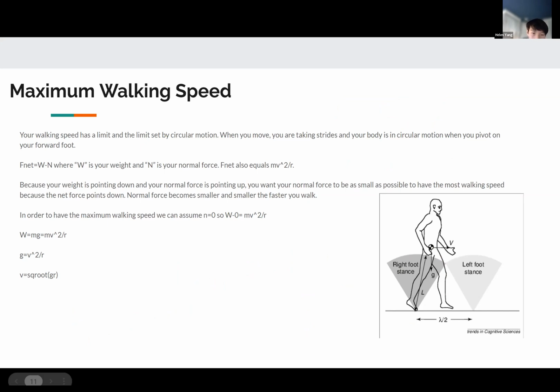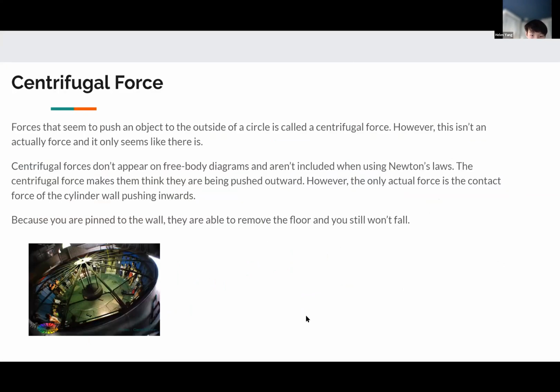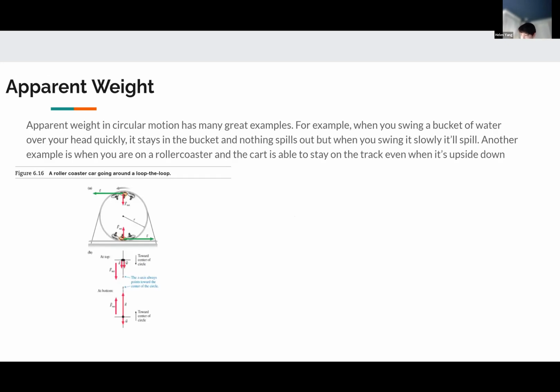Now we can talk about the centrifugal force. Forces that seem to push an object to the outside of a circle are called centrifugal forces, but this isn't an actual force, compared to centripetal forces, which an object moving in a circle has, and which are always pointing inwards.